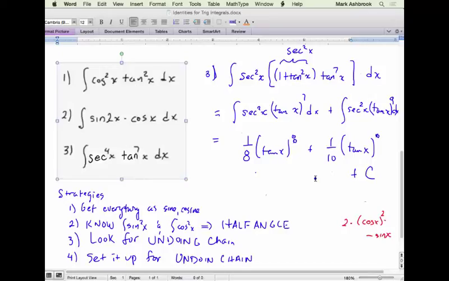I still don't really see how the distribution works in the first step. From here to here? Yeah. Okay, so imagine just distributing a tangent in. What would you have? You'd have tangent to the 7th and tangent to the 9th. Oh, okay. So you just have tangent to the 7th and tangent to the 9th, and now each of those times secant squared. All right. Yeah. Other questions?